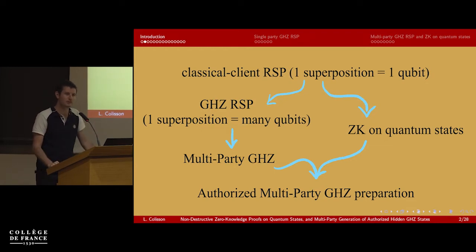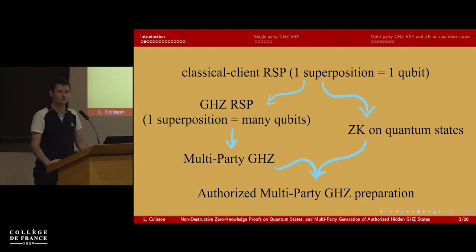So we'll try to generate what we call GZ states. Using a single superposition, we'll try to create many output qubits that will be usable later on. And then we'll see how we can create this kind of state, but in a multi-party setting. So this is one result that we'll show first.